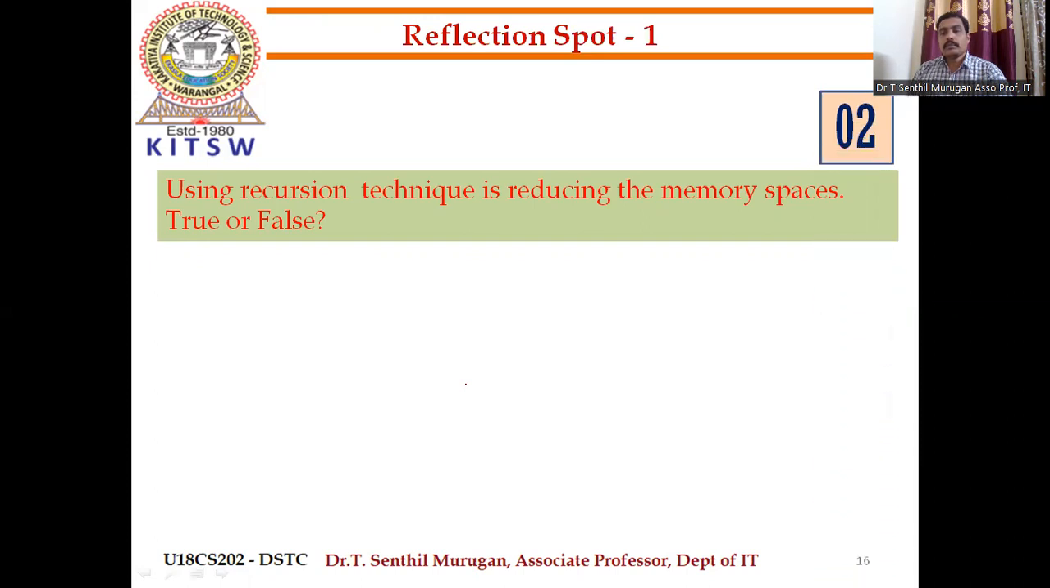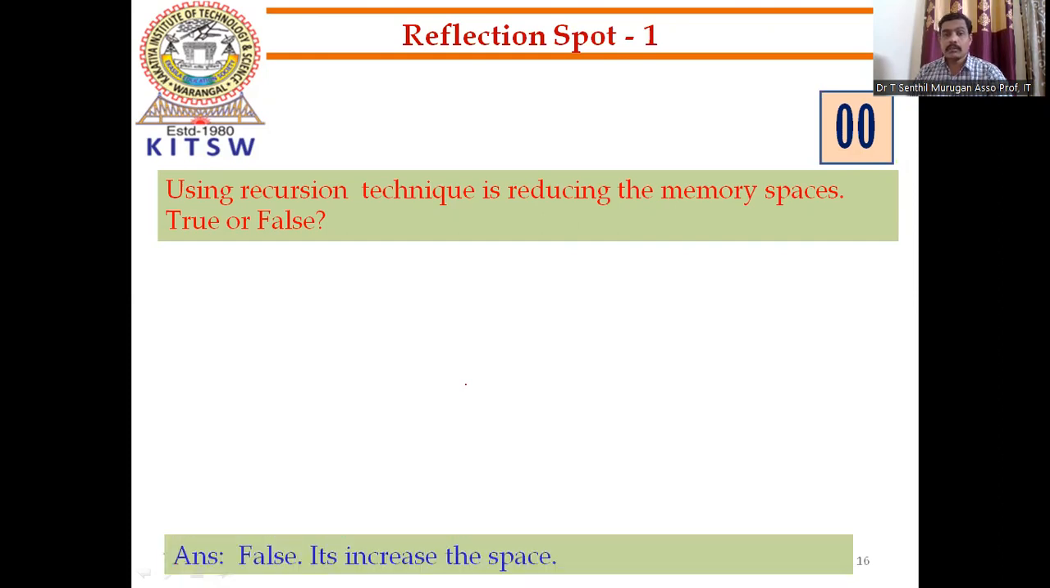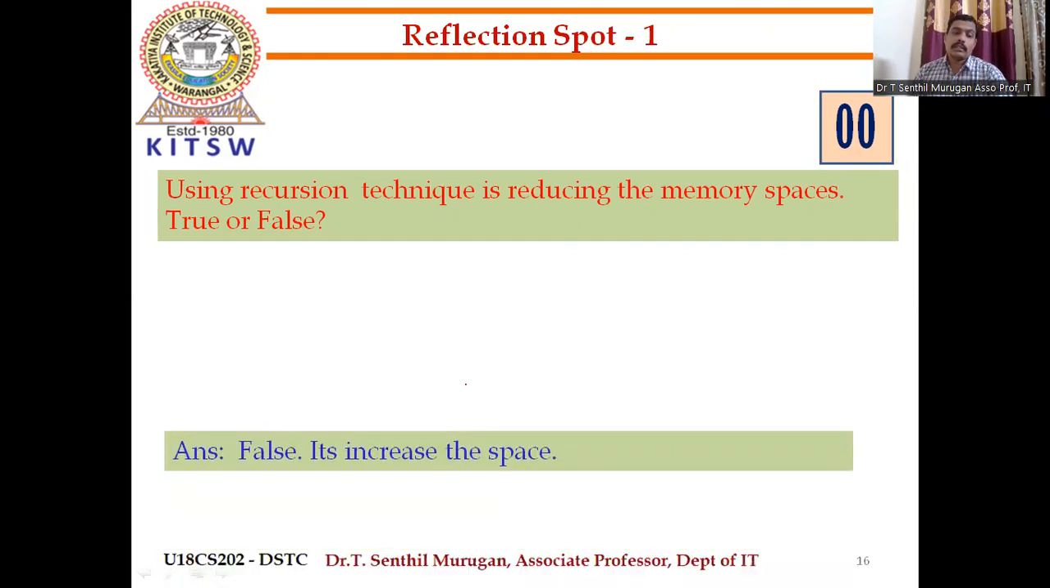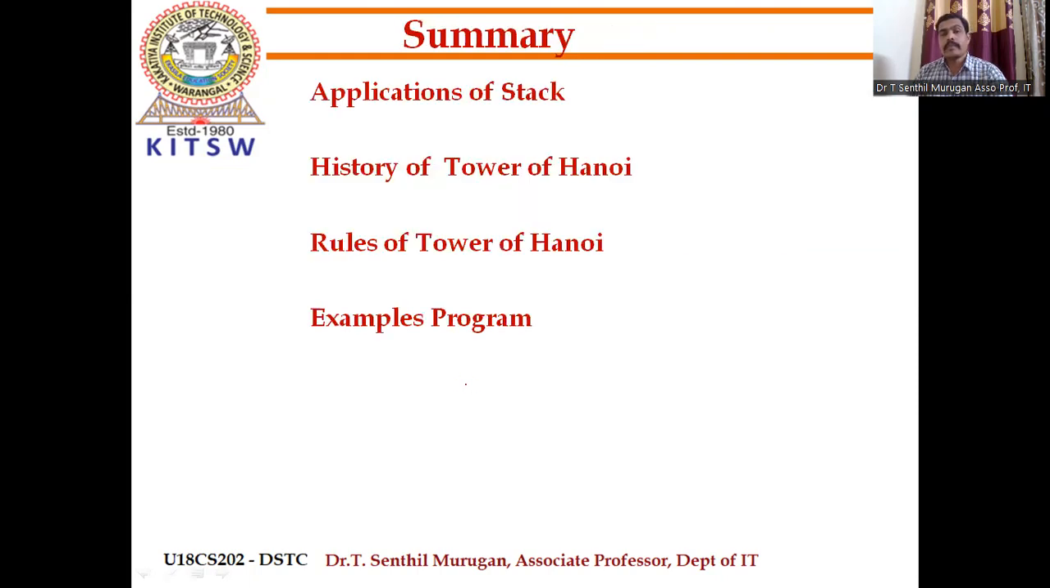The given time is over now. The 10-second time is over. I hope you understood whether it is true or false. When we use a recursive function, it will occupy more space, but it takes very little time. Based on time complexity, it is an advantage. Based on space complexity, it is a disadvantage. Okay, it is false. It increases the space.